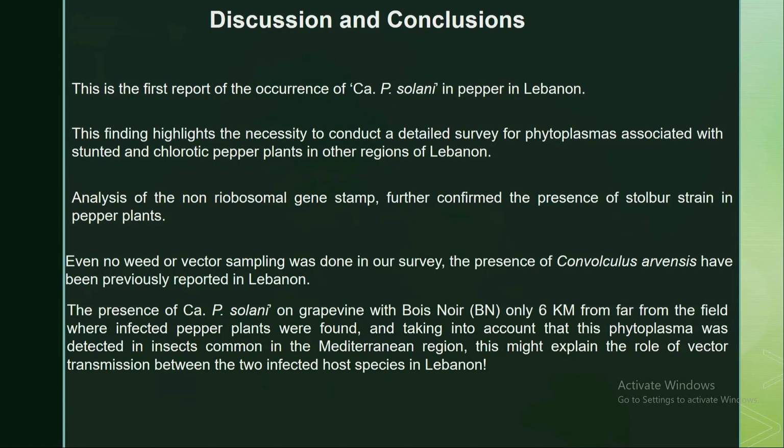In conclusion, we can say that this is the first report of Candidatus Phytoplasma solani in pepper in Lebanon. This finding highlights the necessity to conduct a detailed survey for phytoplasma associated with stunted chlorotic pepper plants in other regions of Lebanon. And the analysis of the non-ribosomal gene stamp further confirmed the presence of the solani strain in pepper.